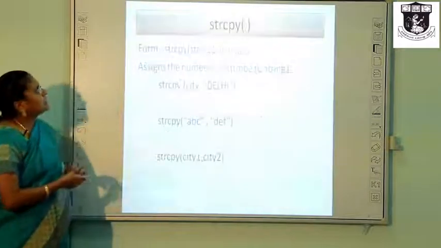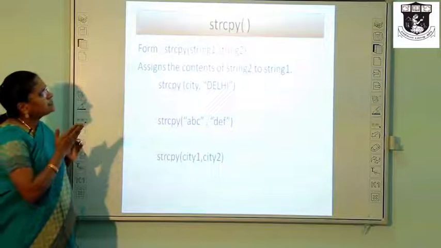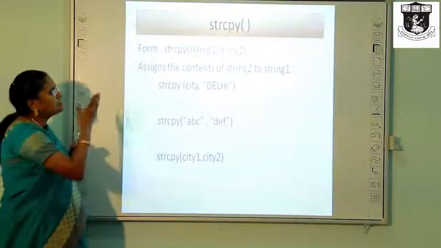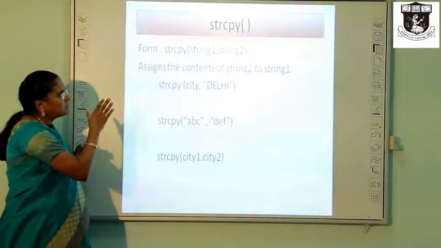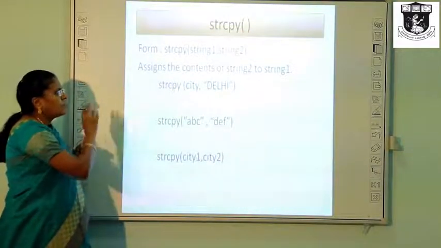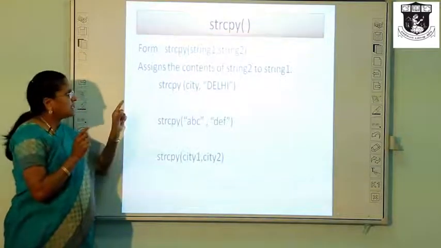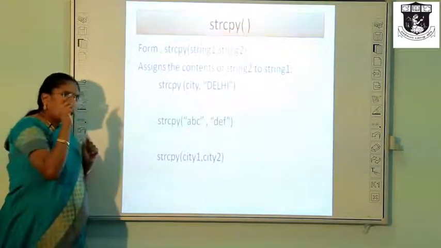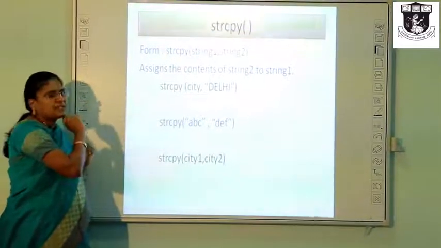Now we'll go for the next function. String copy assigns the contents of string 2 to string 1. So the contents of string 2 are passed to string 1. Whatever the contents are, all of that will be passed over here. The first example has "Delhi", which is a string constant, and city is a string variable. Whatever the contents are, all of that will be given to your city, that is your string variable.